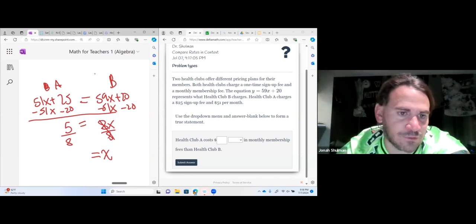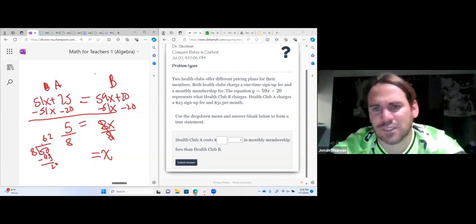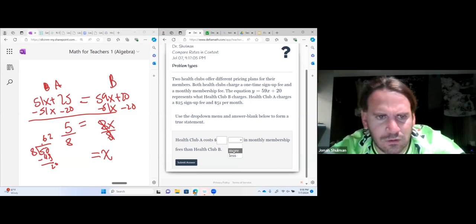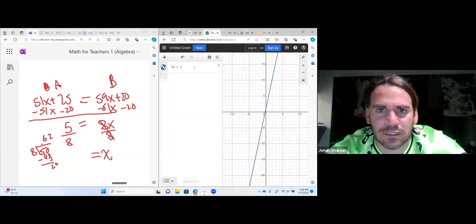5 over 8, right? So 8 goes into 5, it doesn't. 8 goes into 50. 8 times 5 is 40. 8 times 6 is 48. And that's 20. So 8 goes into 20 twice. It's 62 cents more. So, all right, that's one way we can do it. Let's look at it graphically. I already hate this problem.